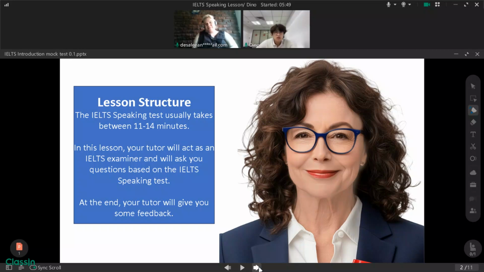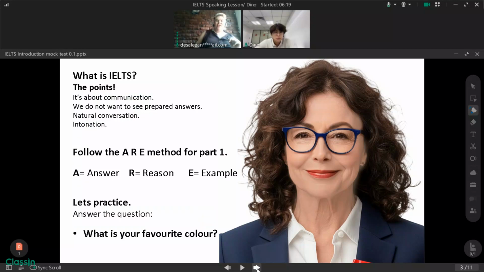In this lesson, we're going to be doing a test that usually takes 11 to 14 minutes. That's the IELTS speaking part. It always takes 11 to 14 minutes, sometimes 15 minutes. It depends. In this lesson, your tutor will act as an IELTS examiner and ask you questions based on the IELTS speaking test. At the end, your tutor will give you some feedback. All right, so I'll give you some feedback at the end of this class. So let's see what IELTS is.